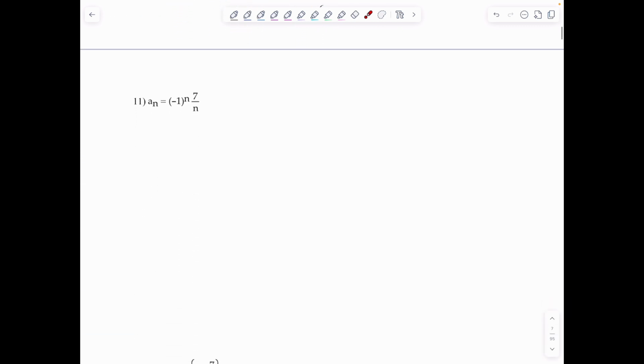Okay, here's another one. A sub n equals negative 1 to the n times 7 over n. Now this is a little funky because if I try to take the limit as n goes to infinity, we have some problems because of this alternating guy, right? You're like, how do I take the limit as n goes to infinity of negative 1 to the n, because it's going to be bouncing. If it's odd, it's going to be negative. If it's even, it's going to be positive. So you don't actually take the limit when you have this alternating term.